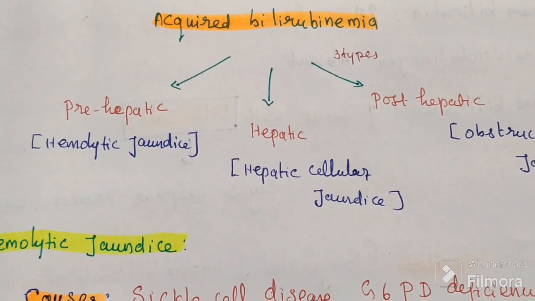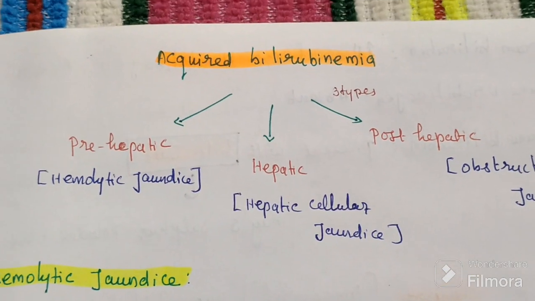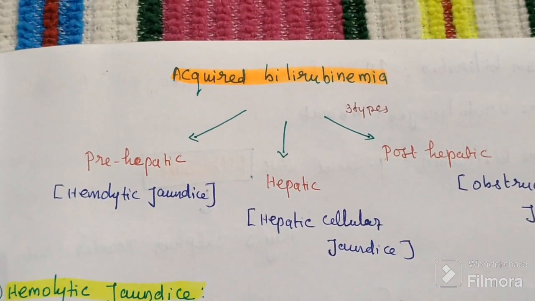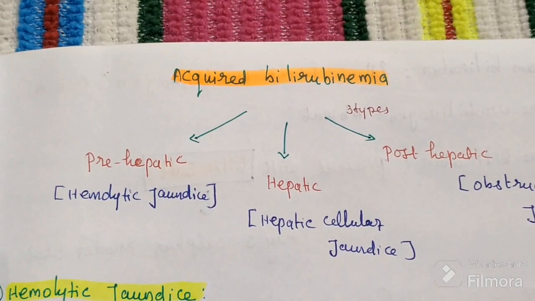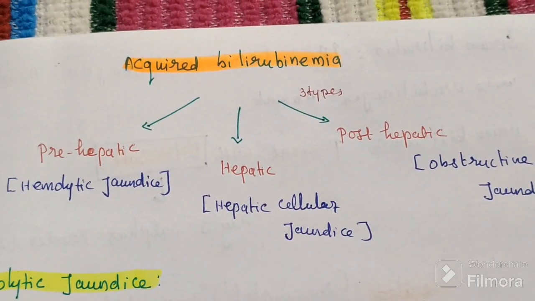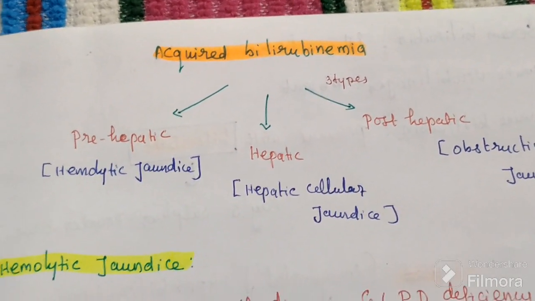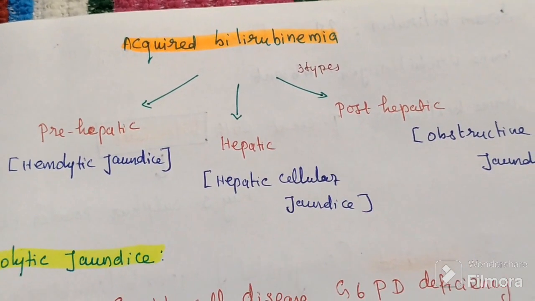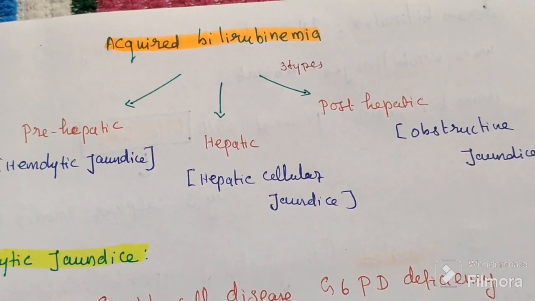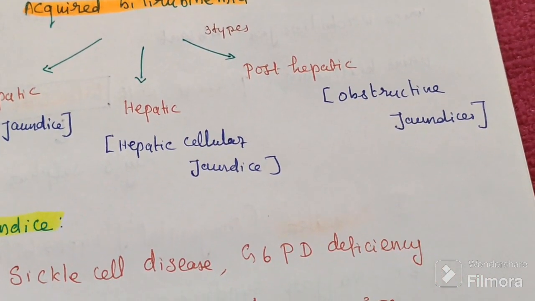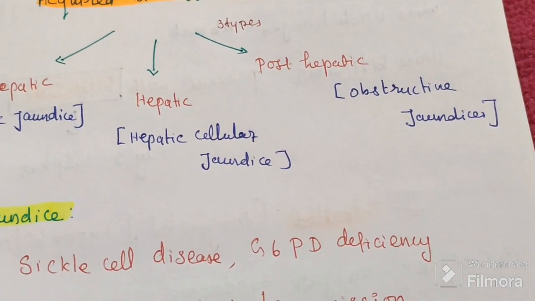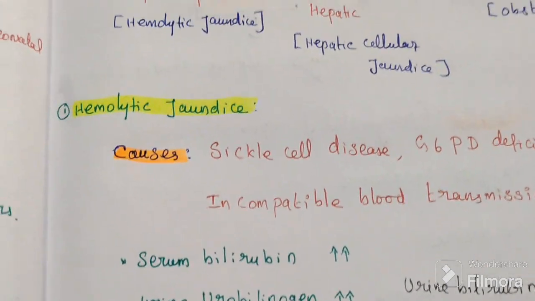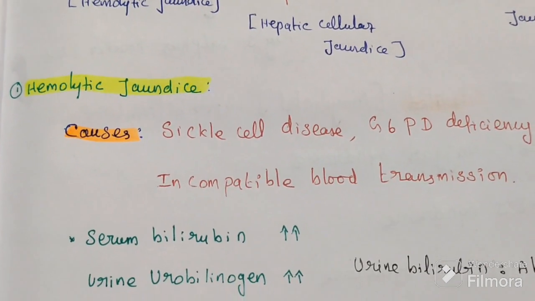Now focus on acquired hyperbilirubinemia. There are three types: prehepatic, hepatic, and posthepatic. Prehepatic has another name, hemolytic jaundice. Hepatic has another name, hepatocellular jaundice. Posthepatic is called obstructive jaundice. So the first one is hemolytic jaundice.